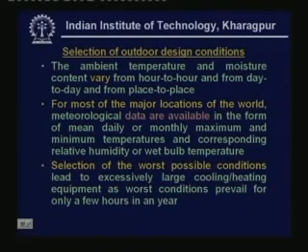Now, selection of the worst possible conditions leads to excessively large cooling or heating equipment, as worst conditions prevail only for a few hours in a year. That means, if you look at the meteorological data and select the worst possible condition, that means if you are designing a summer air conditioning system, you take the maximum possible dry bulb temperature and maximum possible wet bulb temperature, and do the cooling load calculations, and decide your capacity of the cooling system accordingly, then you will find that the installed capacity is really excessive, because the worst conditions generally prevail only for a few hours throughout a year. Okay, so it is not really economical. So, there must be some other criteria for fixing the outside design conditions.